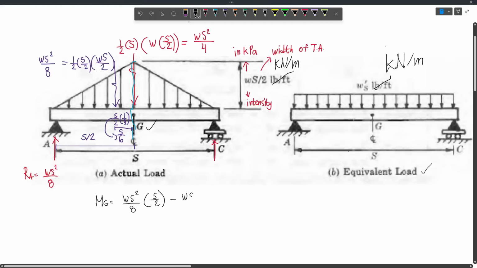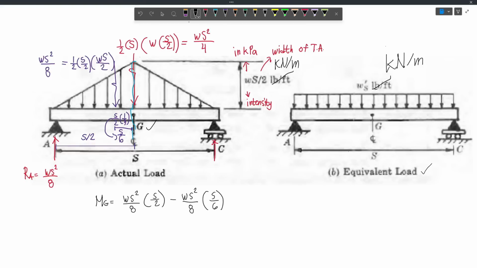So minus WS squared over 8 and then multiplied by the moment arm. Now our moment arm is S over 6. And so times S over 6. Now this will simplify into WS cubed over 16 and then minus WS cubed divided by 8 times 6, which is 48. And so the Mg will be 1 over 16 minus 1 over 48. That will give us WS cubed over 24. So this is WS cubed divided by 24.